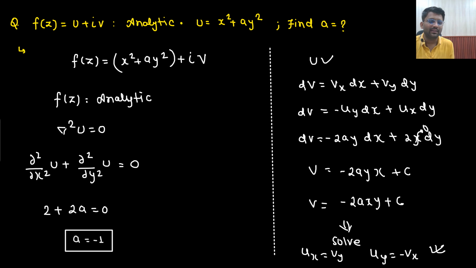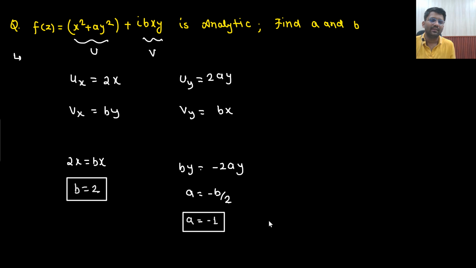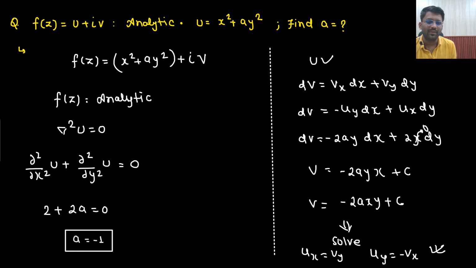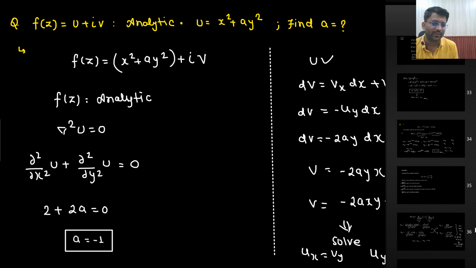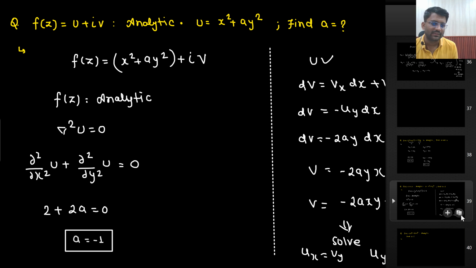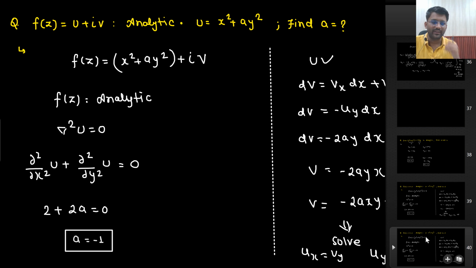What if v was given? Let's just say if this function was given, and I am asking you the value of a, then it is not possible. What I mean to say is that, let's just say in the examination, the same question has come. I will copy the same question. The same question has come in the examination, but this time they changed the data. How they changed the data? That I will tell you. Let it be copied. Yeah, this is copied now.